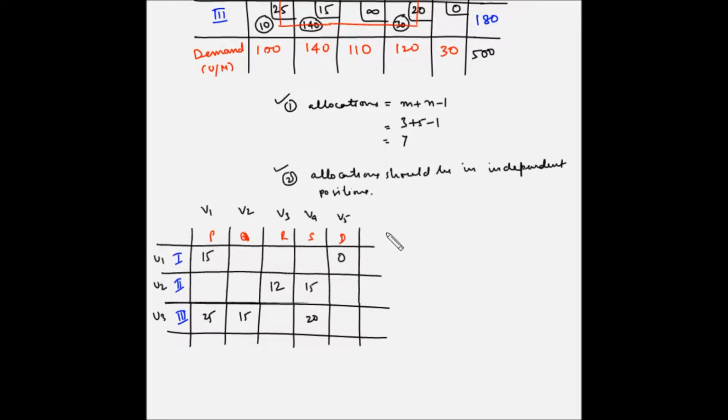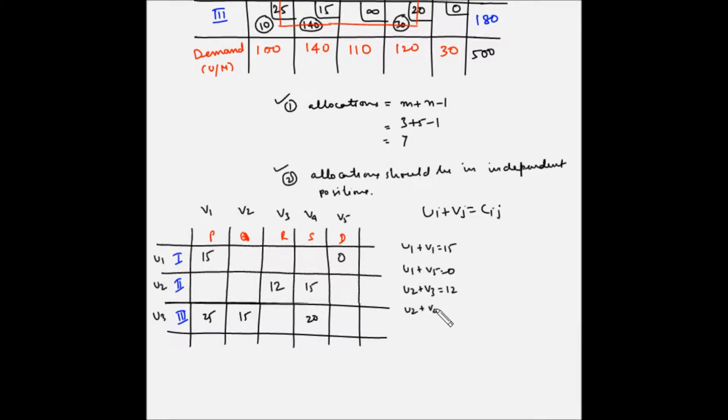Now the next step is to compute the values of u and v for the allocated squares such that ui plus vj is equal to cij, and cij is the unit cost that has been noted in this matrix. So for the first square, u1 plus v1 is equal to 15. For the second one, u1 plus v5 is equal to 0. Next is u2 plus v3 is equal to 12.